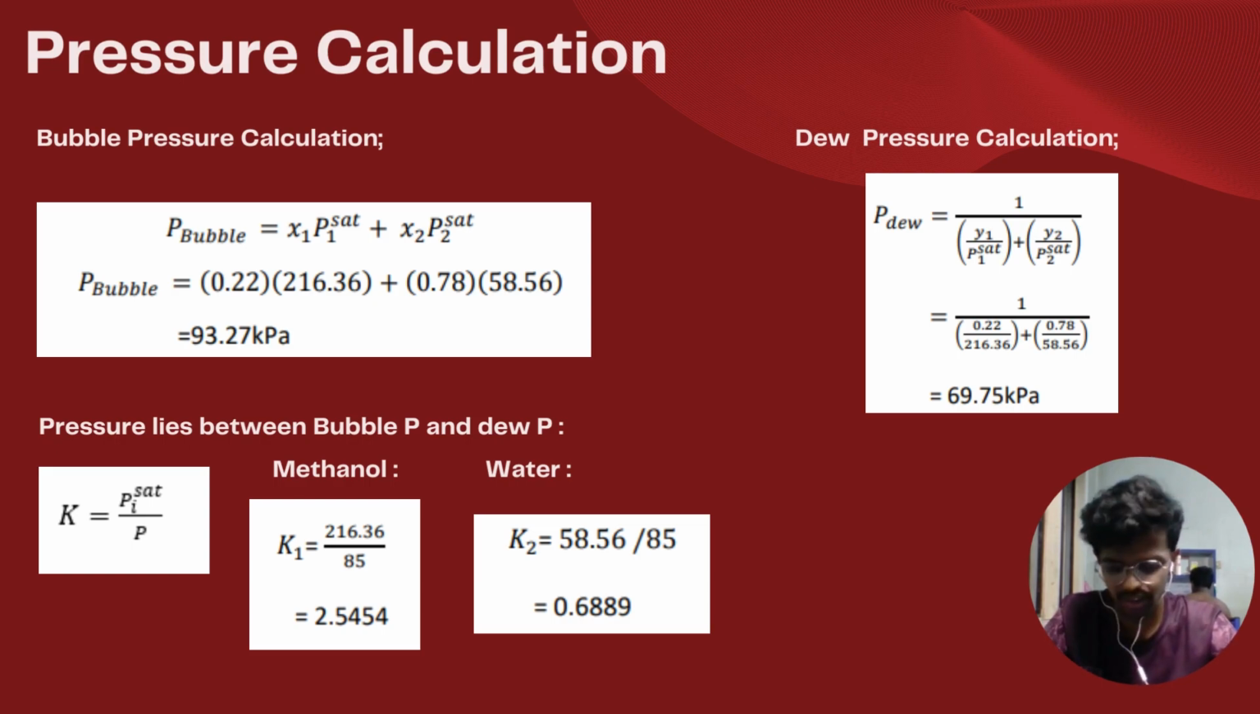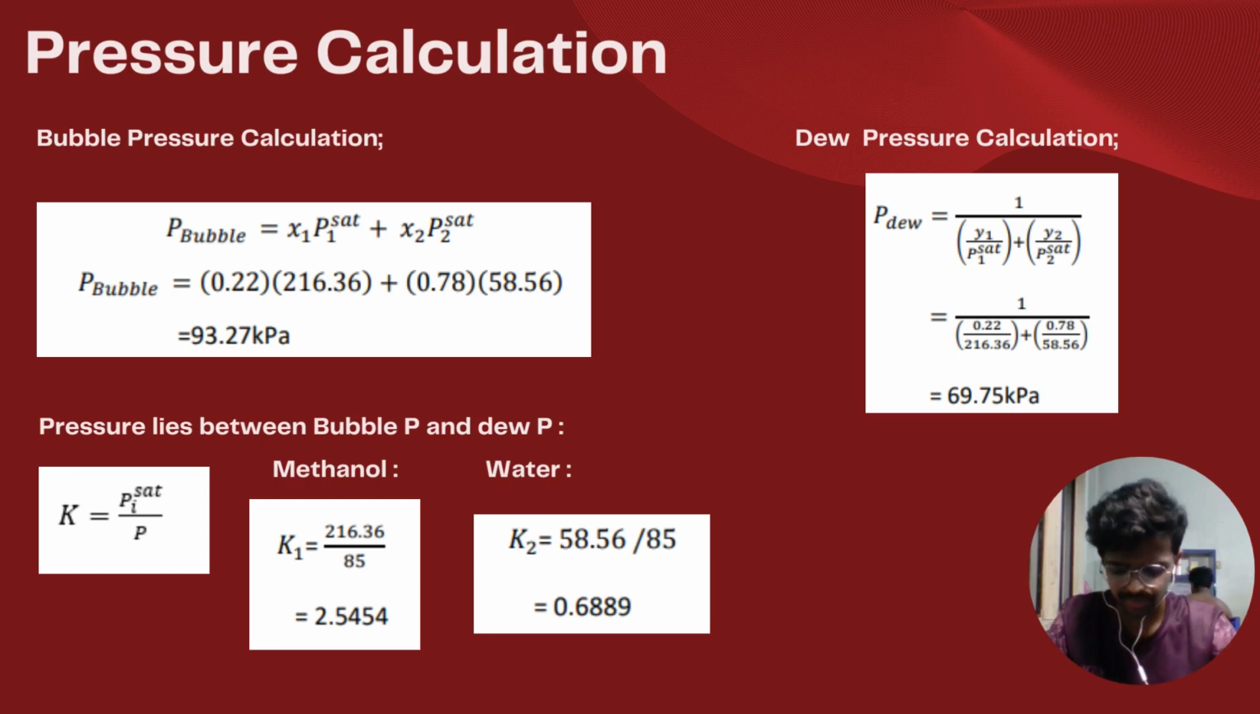Moving on next to the dew pressure calculation. Here also, we will assume Z equals Y. Y indicates the composition for the two substances, which is methanol and also water. So using this formula, we get the dew point pressure of 69.75 kPa. Since the total pressure lies in between the bubble pressure and the dew pressure, the system is in the two-phase region. So the flash calculation is possible.